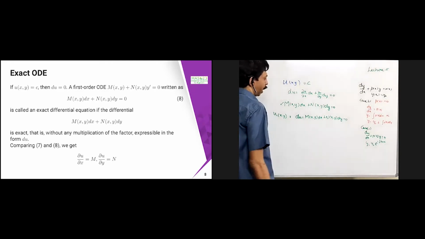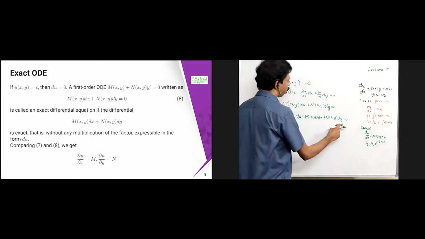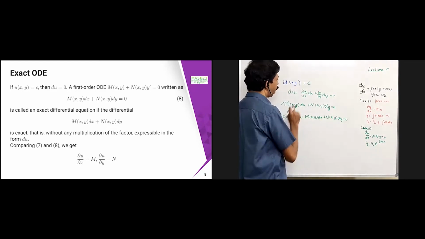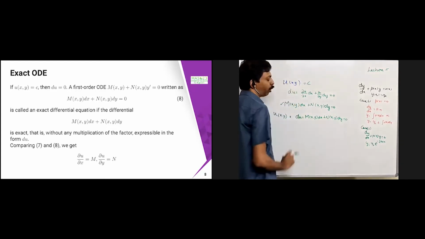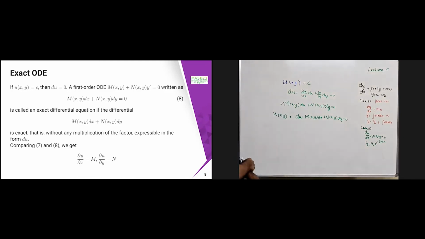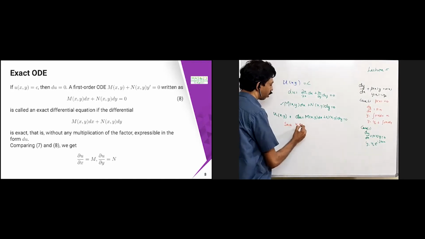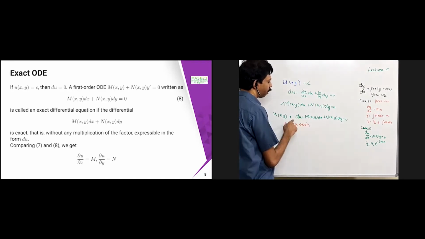So in this case, what is the benefit? The benefit is that if you can find a u of x comma y such that this is satisfied, then du equal to 0 implies u of x comma y equal to c. That means you can find the implicit solution, and from that you can calculate the explicit solution also. Suppose such a u exists, that means this is an exact ODE.